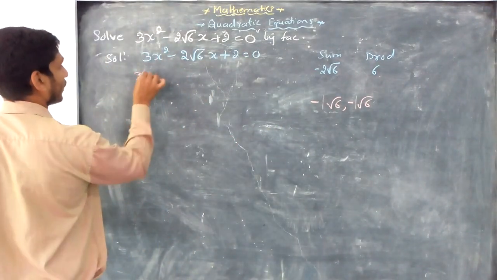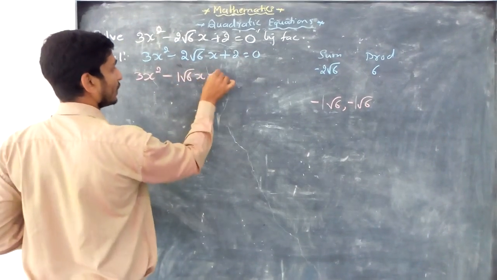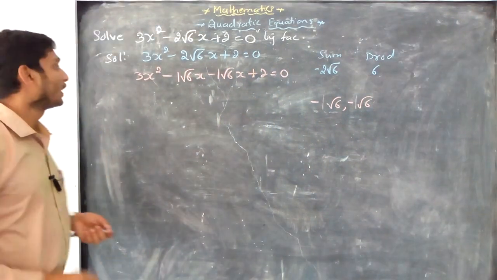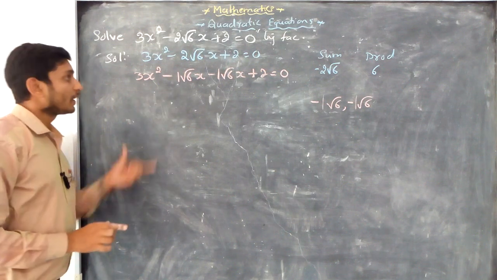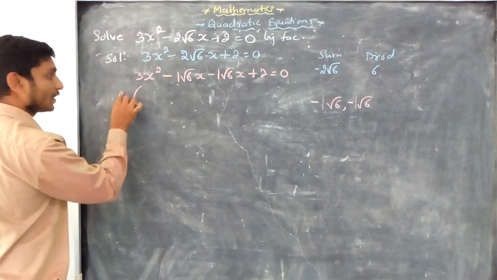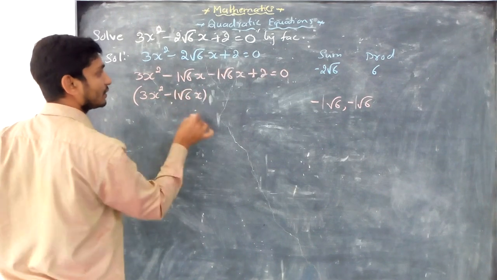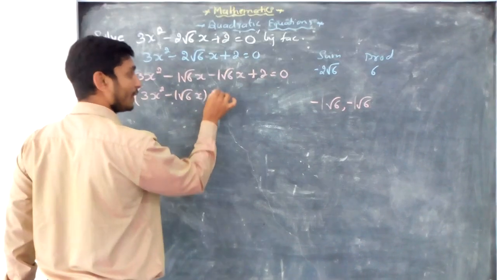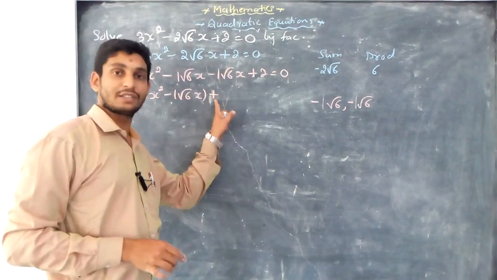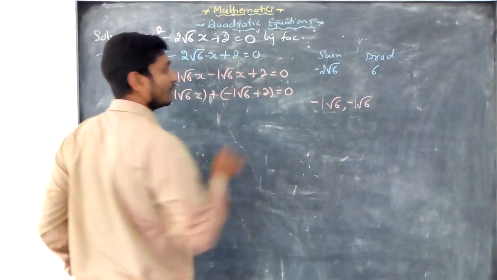Okay, now 3x square minus 2 root 6x, you write as 1 root 6x minus 1 root 6x plus 2 equals 0. Now you have to go for grouping. These two you can group, these two you can group. Now plus and minus is there, take plus outside, as it is remains 3x square minus 1 root 6x remains. Minus and plus is there, you have to take minus outside only when both are minus. Now minus and plus is there, you have to take plus outside, as it is means minus 1 root 6 plus 2 remains equals 0.